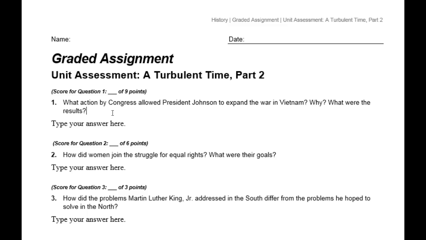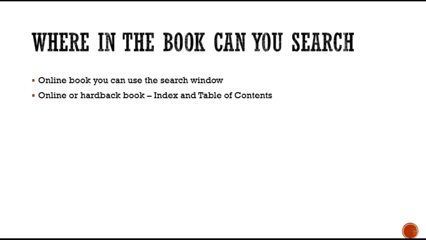There are a couple different ways that I can search in my book for this. So I'm going to open up the book as well as the unit and show you a couple tips. Alright, I do have my online book open, but no matter if you're using the online or your hardback book, you can always start by looking in the index or the table of contents for the topic that you're looking for. There's also a search window in the online book that you can use. So let's take a look at that now.